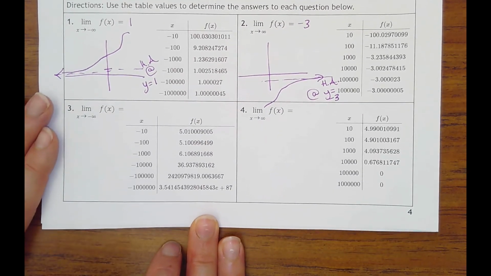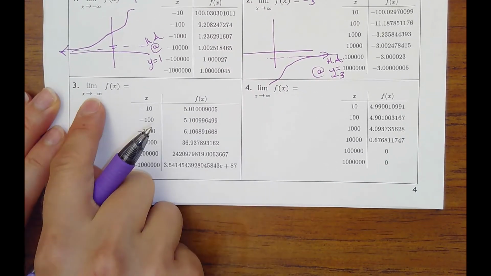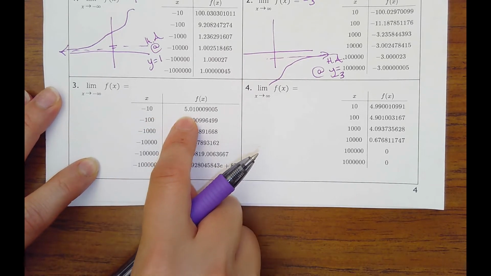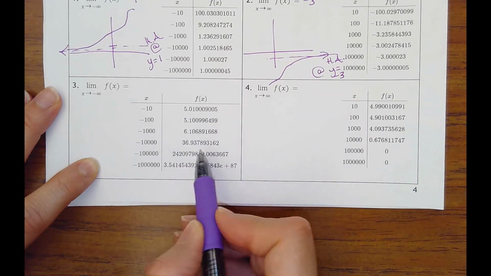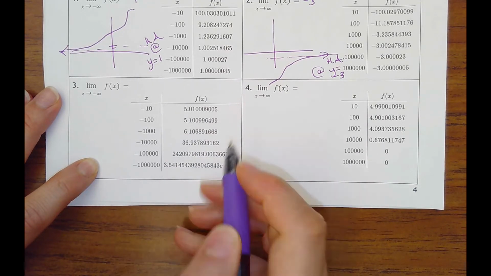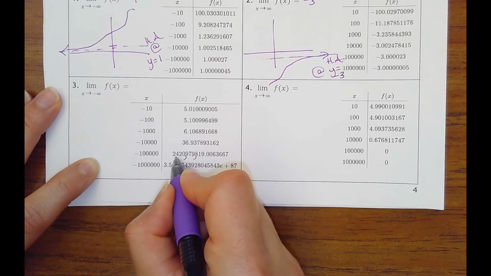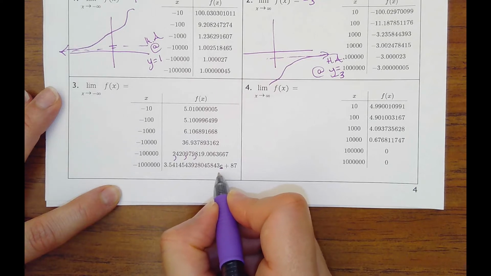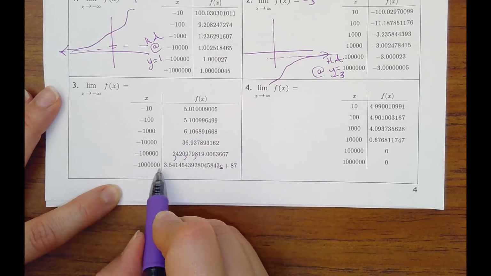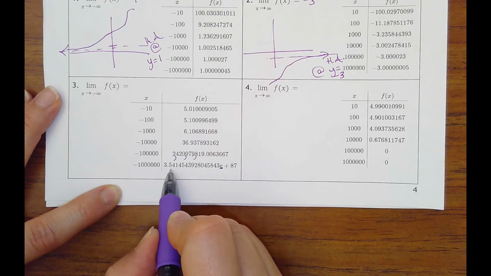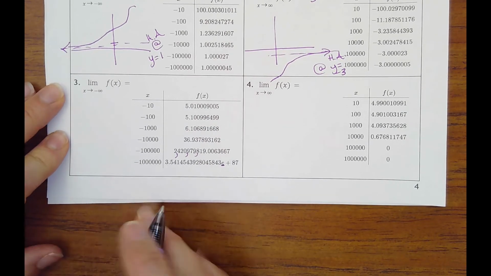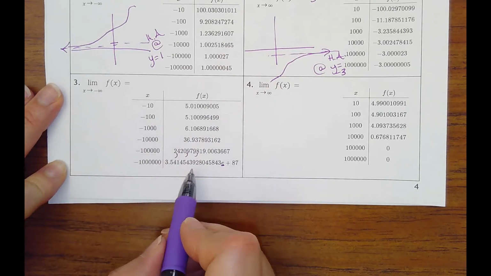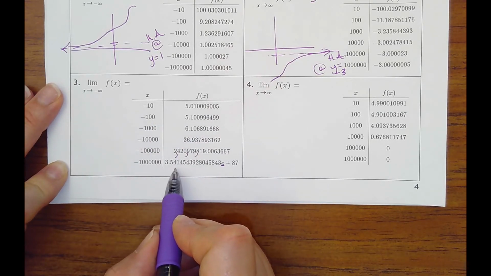All right, let's look at number 3. We're going to negative infinity, so we want to do negative x values. We start at 5, and then we're going 6 something, 36 something. Oh my goodness, that number is huge. That's 2 billion. Now we get something with e. And E is just scientific notation. So this is like moving the decimal place 87 values to the right. So we're getting super duper duper big.